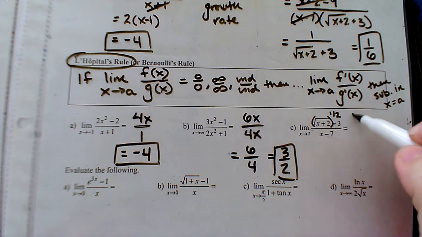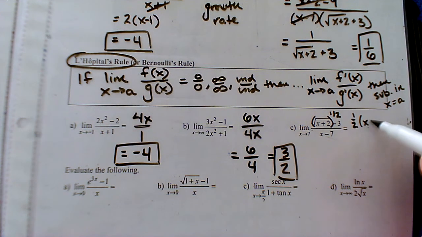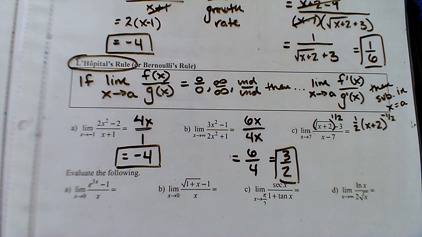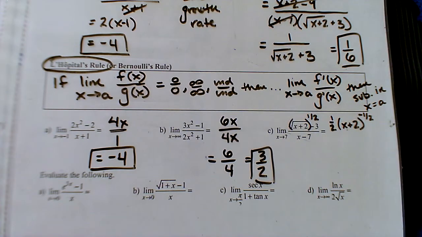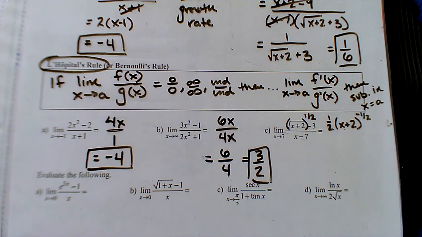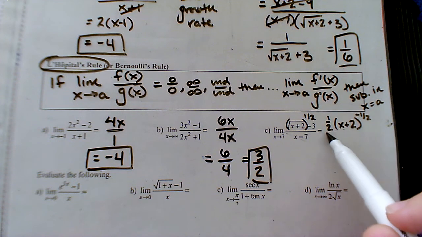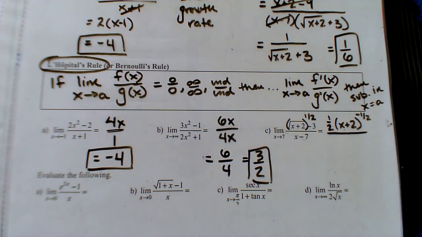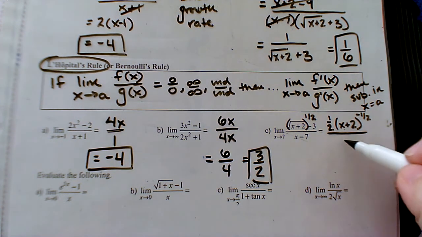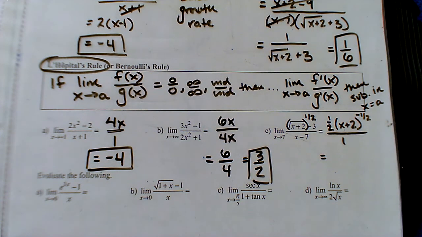So chain rule, we'll bring down the 1/2, keep the inside. New power would be negative a half times the derivative of the inside would be 1. So no need to write times 1. But we then have to subtract the derivative of 3, because that's still a part of the numerator, but that's just going to be 0 anyway. Right, so there's the derivative of the top. What about the derivative of the bottom? 1.